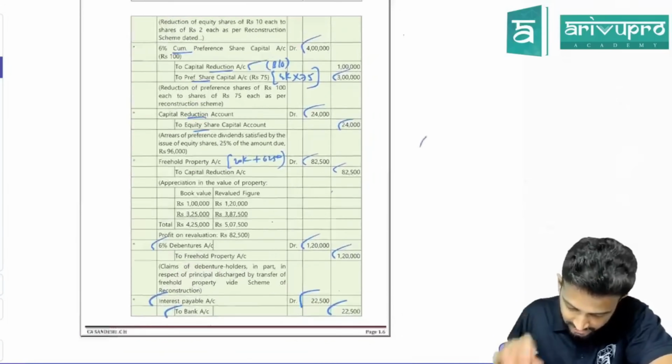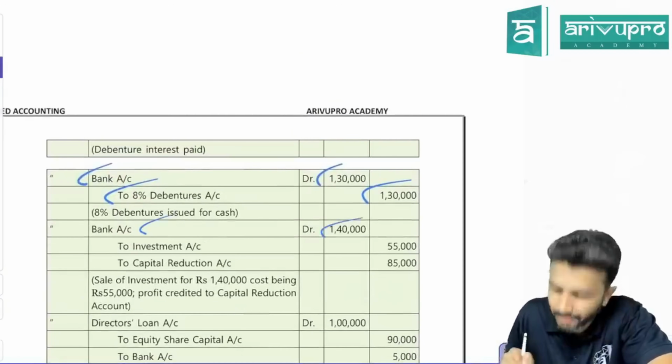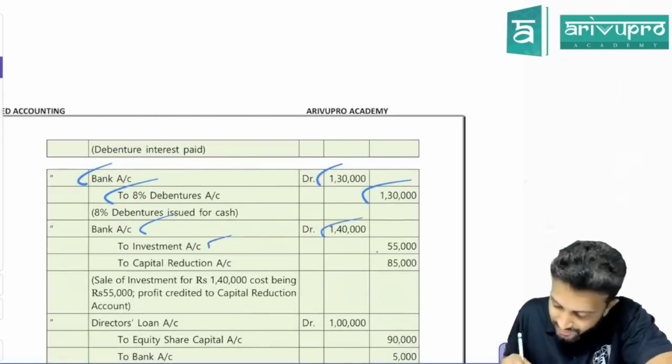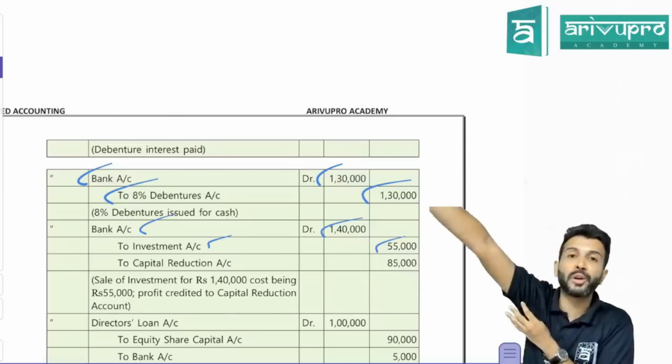Where first we'll find the journal entry. Study material. Now, finding that only is a big thing. Bank account debit 1,40,000 to investment 55, to profit on sale we will transfer to P&L.